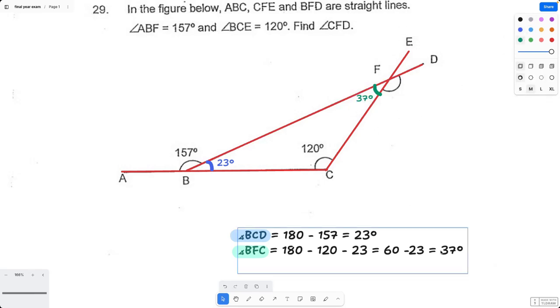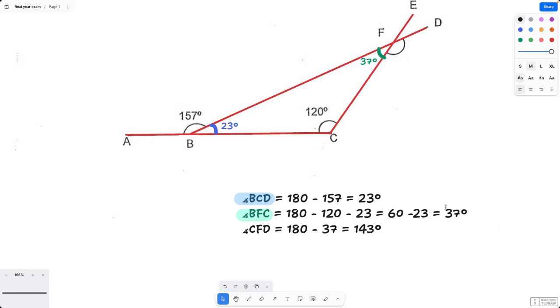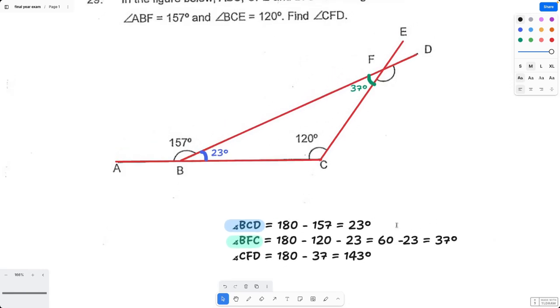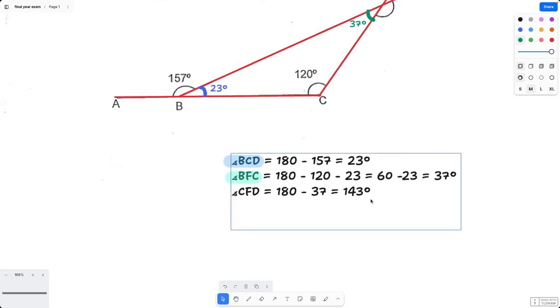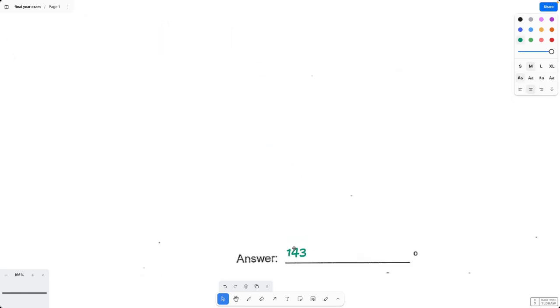So lastly, how do we get the angle CFD? Angle CFD is equal to 180 minus 37, which is 143 degrees. There you go. So CFD is 143 degrees. One thing to also take note of, the answer is here, 143 degrees. I'm going to write it down.